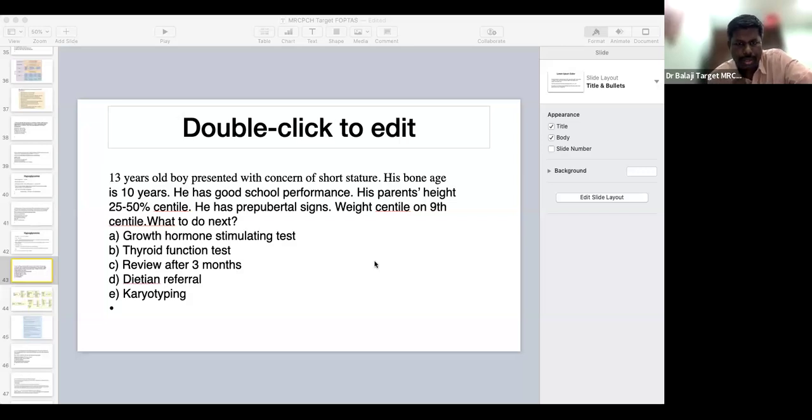Here the bone age is reduced compared to the chronological age. He is 13 years and the bone age is very much reduced. Parents are of the normal range, 25th to 50th centile, and he has only prepubertal signs. He has not yet attained puberty. His weight centile is above normalcy, but the height centile is less. He is probably short. So now what will be in your mind?